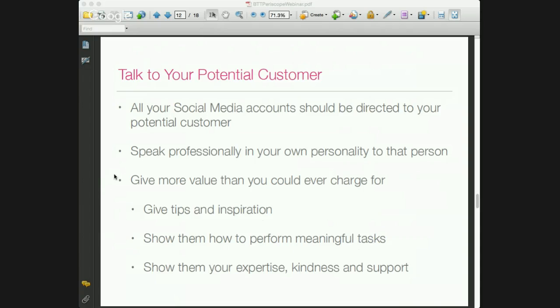So the first thing you need to know, anytime you're in any social media, you are directing your comments, your posts, everything toward your potential customer. So who is that? Is your potential customer the consumer, the person who actually receives your facials, your haircuts or hair designs, your nail manicures and pedicures? Is it the consumer, or are you training other people in your profession?